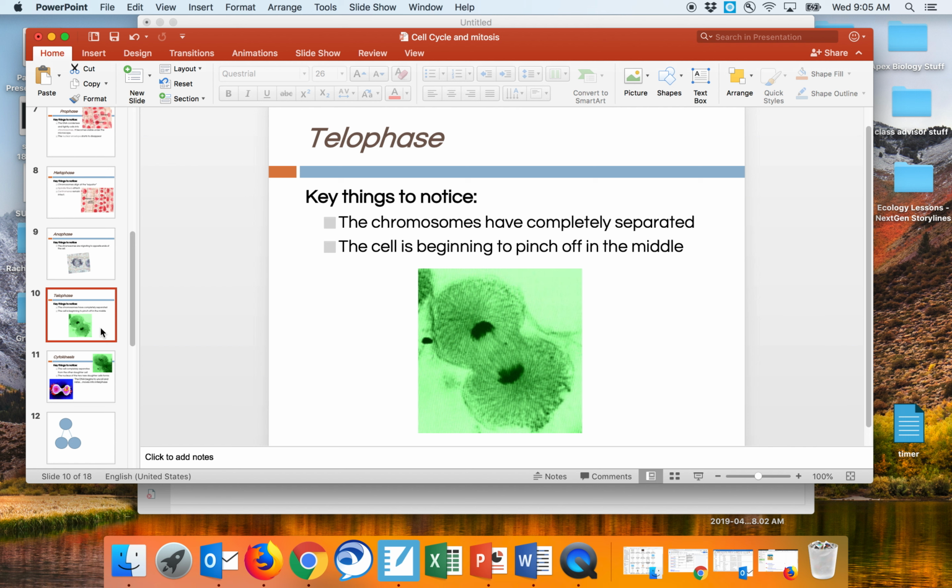Once everything is separated on the inside, then telophase begins. And in telophase, the chromosomes have fully separated. They're all the way on separate sides. And the cell starts to pinch off. You see it just beginning to pinch into two.